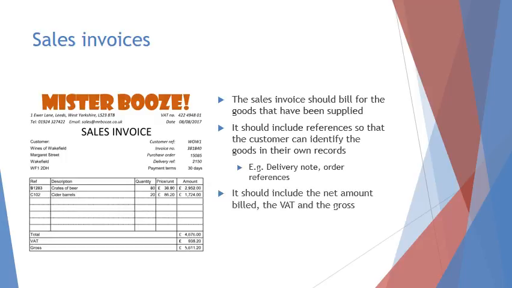And of course, our sales invoice should include the products being sold, their net cost, the overall VAT, and the gross amount being charged. The sales invoice can also include payment terms. So, for instance, payment terms in 30 days, for example.